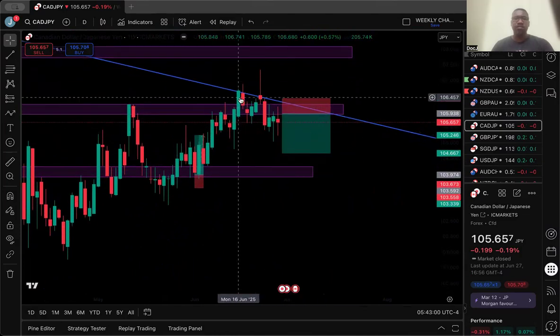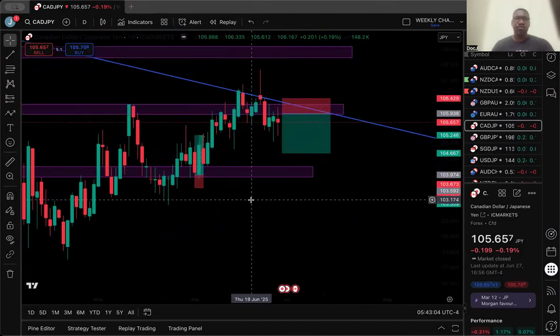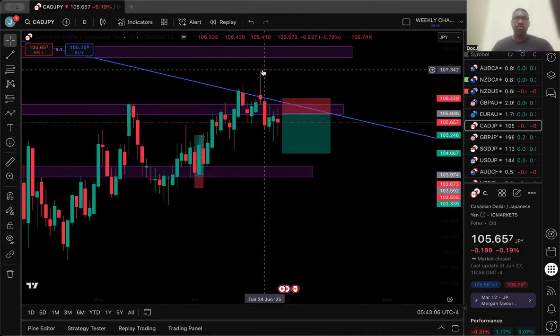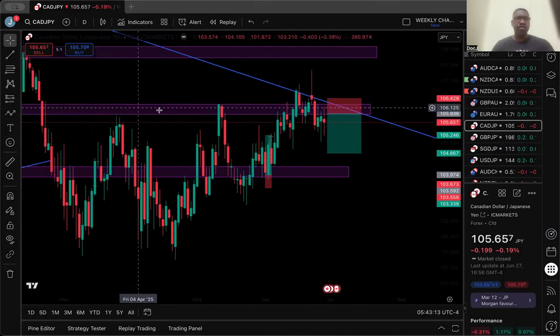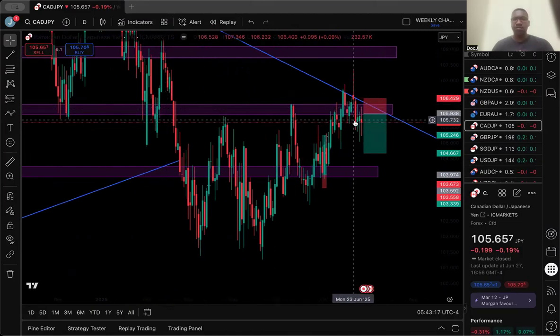So we can see price tried to break through the zone, but even when it broke through, it sold off, tried once again, but didn't have the momentum to make it stick, so it sold off. You're now under that support, so it's now resistance.